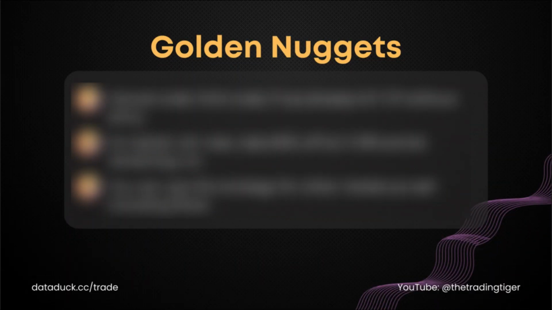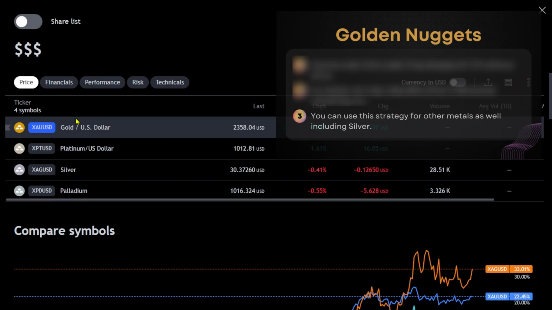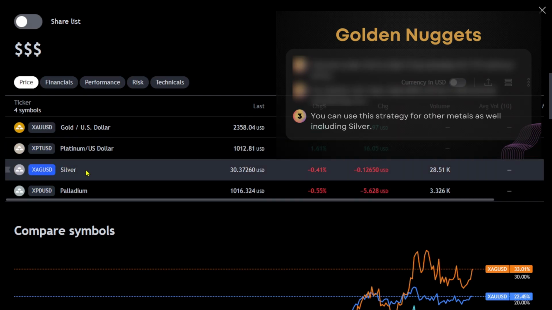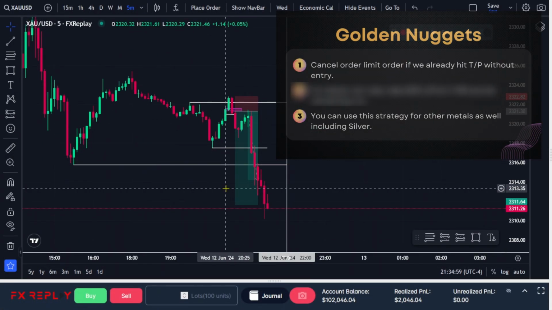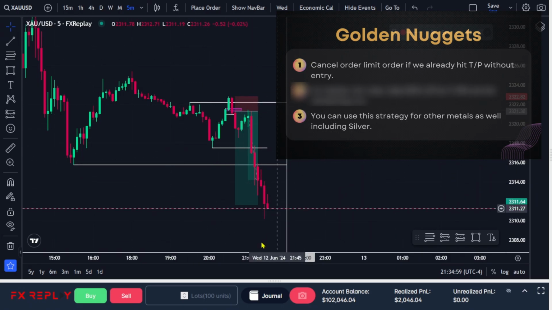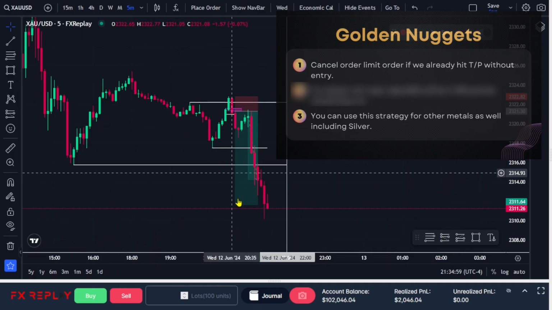As a bonus for sticking around, here are a few golden nuggets for you, so make sure to note them down as well. This strategy is primarily for gold, but you can also use it to trade other correlative metals such as silver. If we have already smashed our take profit level before giving us our entry, it is better to cancel your limit order and come back the next day for more opportunities.